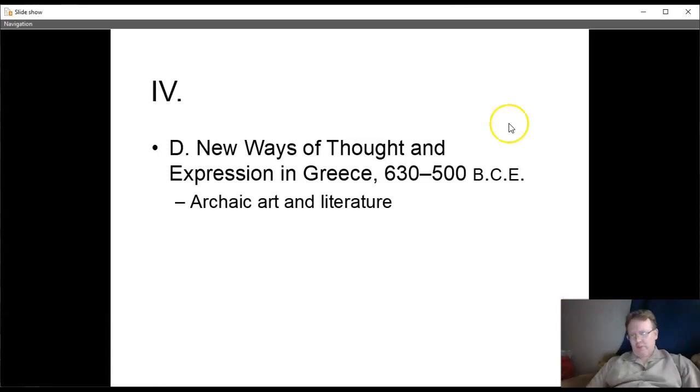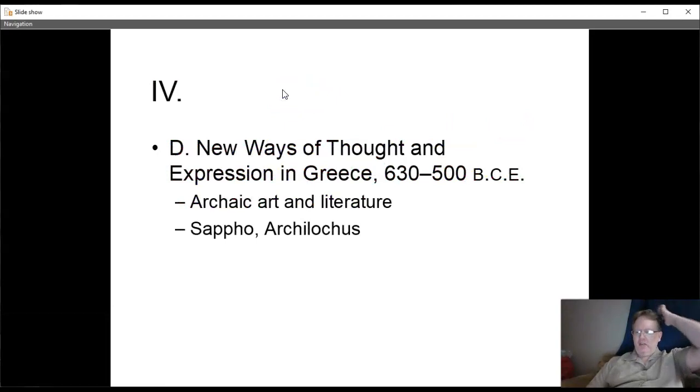Sappho of Lesbos. Some people may have heard of Sappho. Sappho of Lesbos was famous for love poems, some of them quite erotic, some of them pretty crude, actually. Look up some of her poetry. She's also the first female poet in Western civilization, really. Some really good stuff. For the time, it would have probably been considered pornographic.